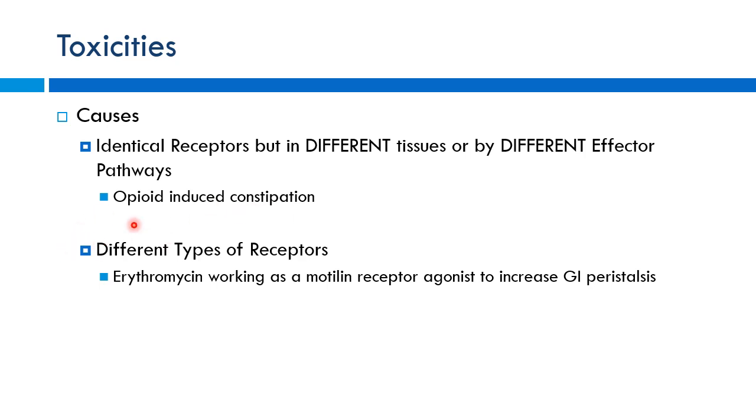In some cases, you may find that you have some toxicities that happen via different types of receptors. A good example of this would be something like erythromycin. This is an antibiotic that we give occasionally. We don't really use it as an antibiotic much anymore.